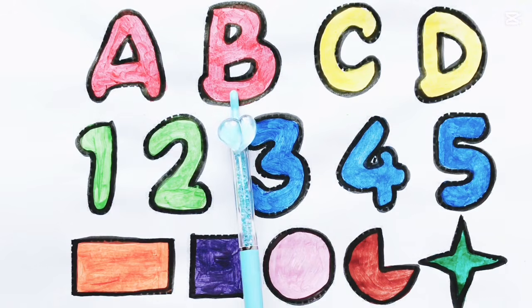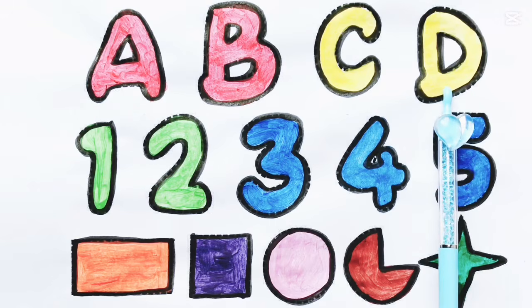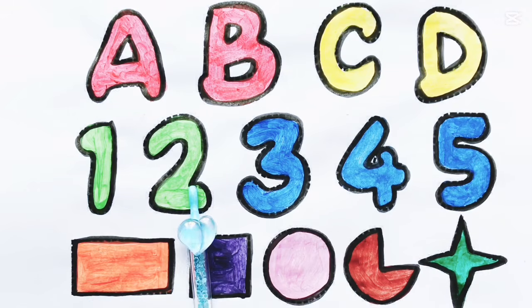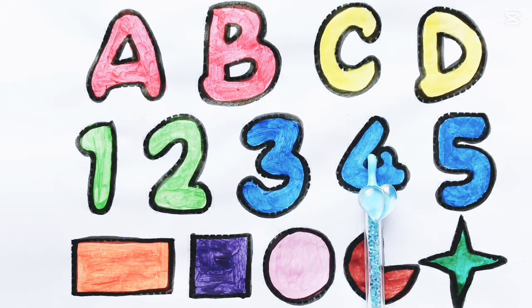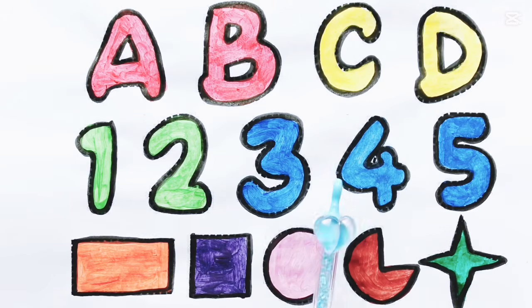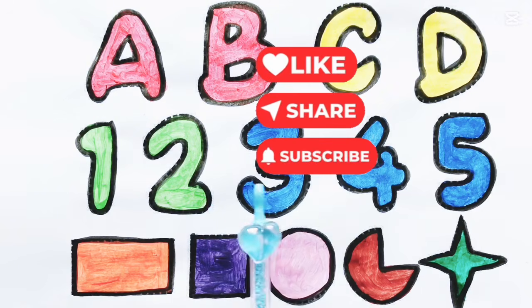Let's learn with me. Angel, A, address, B, C, D. April, number 1, 2, 3, 4, 5. Arrow, rectangle, square, circle, pay, let's go, and asteroid.